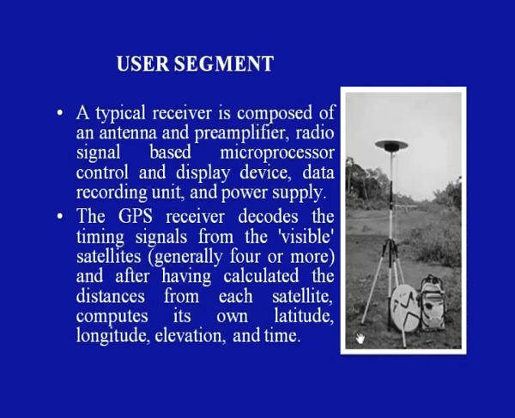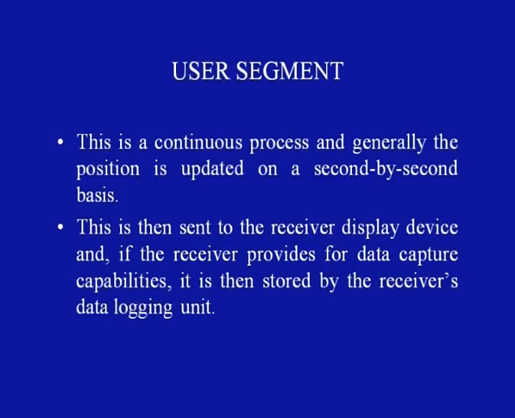The GPS receiver decodes the timing signals from the visible satellites, generally 4 or more, and after having calculated the distance from each satellite, computes its own latitude, longitude, elevation and time. This is a continuous procedure, and generally the position is updated on a second to second basis. This is then sent to the receiver display device, and if the receiver has provisions for data capture capabilities, then it is stored by the receiver's data logging unit.